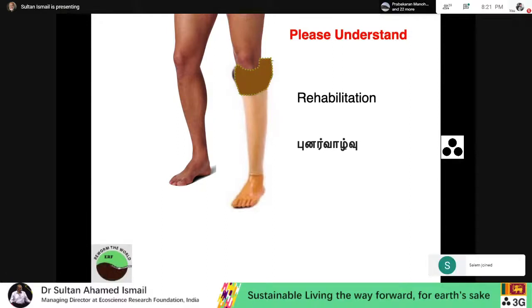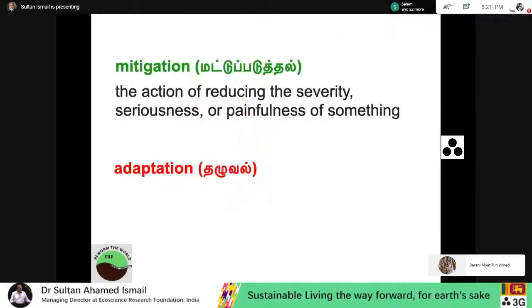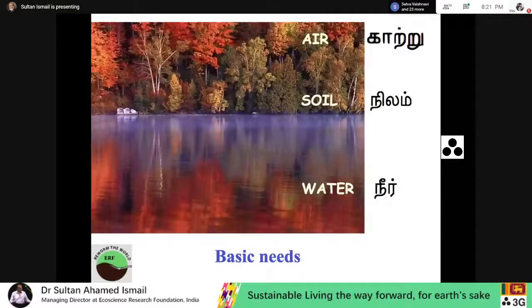And this rehabilitation can be through two processes. One, mitigation. That's why probably we have all met today evening. The second one, adaptation, where we would like to adapt ourselves to the changing criteria. Major things which I want you people to understand and share with your people wherever you go and talk.